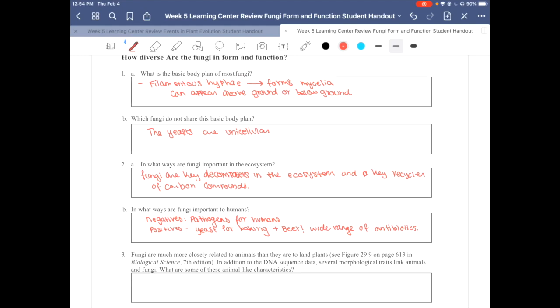So I'll first talk about the chitin. The cell walls of fungi are made up of chitin, which is usually found in animals, and plants have cellulose. So it's interesting that fungi have chitin. They share that characteristic with animals.